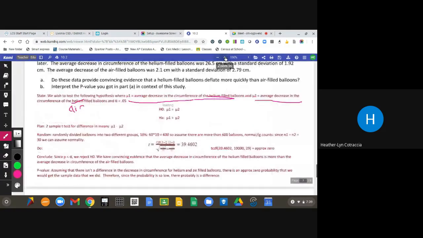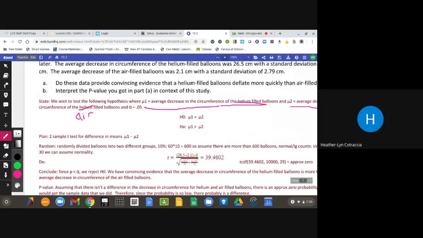Worst part is plugging it in on the calculator. So let me see again if I can zoom in. I don't know if that makes that any clearer for you. But you take the first part, you subtract the 2 means. So the one was 26.5 minus 2.1. That came from right up here. Minus 0, that will always be a 0 there. And then you're going to divide that by the square root of the standard deviation for the first one squared over n1 plus the standard deviation for the second one squared over n2. And again, the standard deviation squared is also called the variance, in case you cared.